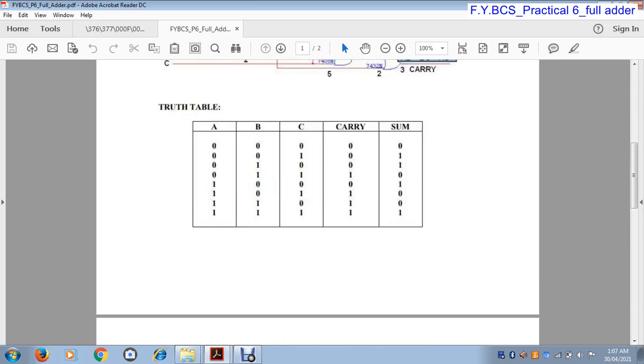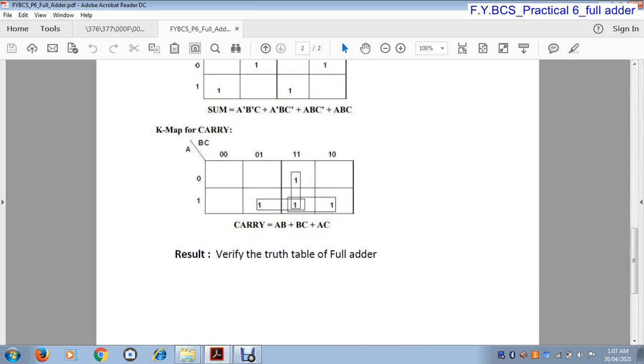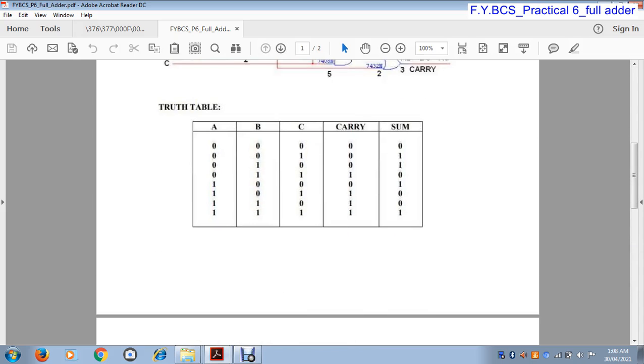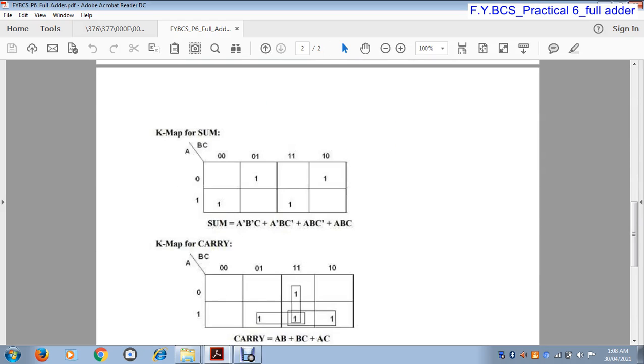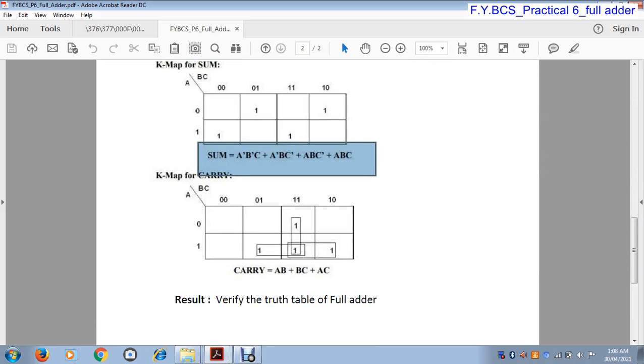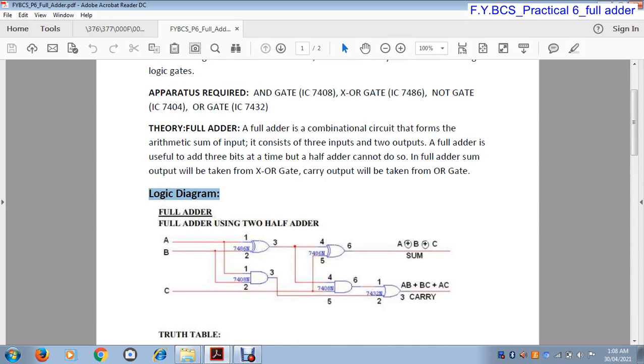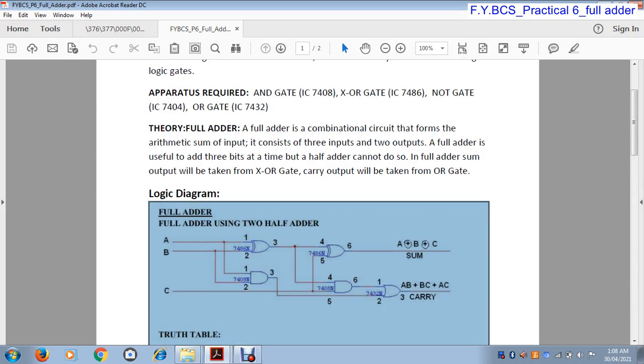Now the result of this experiment is that we can successfully verify the truth table of the full adder. So this is all about the full adder. First we write the truth table, by using the truth table we draw the K-map, and by using the K-map we write the logical equations. By using these logical equations we draw the circuit diagram of the full adder.